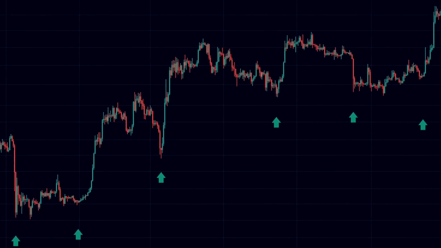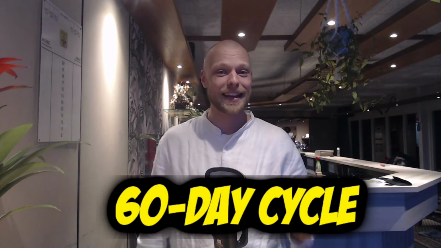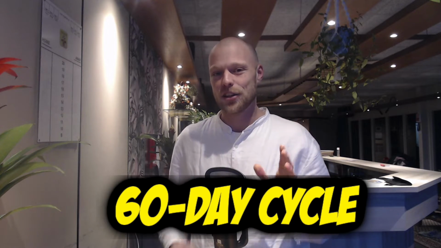We've all heard about the Bitcoin 4-year cycle, right? Who hasn't heard about that? But it's not only Bitcoin that moves in these larger cycles. If we zoom in on the Bitcoin price action, we can also see that Bitcoin is moving in shorter cycles within a bigger cycle, and one of the most outstanding cycles that we are seeing in the shorter term time frame is the 60-day cycle, guys.